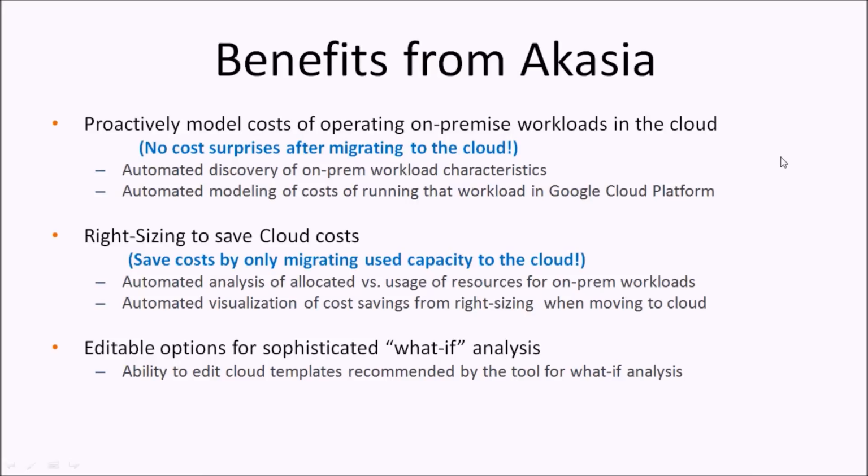To summarize, the benefits from Akasia is that we let you proactively model costs of operating on-prem workloads in the cloud. So we prevent cost surprises that sometimes occur after you've migrated your workloads to the cloud. You can also right-size and save 30 to 60% of cloud costs, and you can do sophisticated what-if analysis to vary your characteristics of the workloads as you're moving them to the cloud.